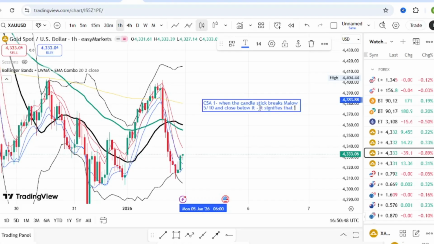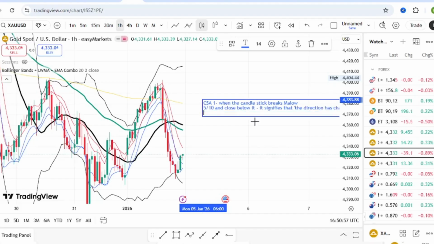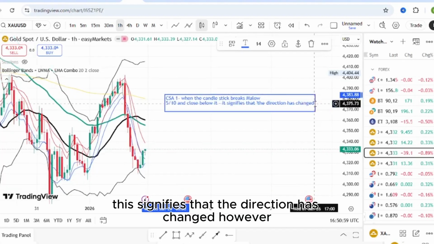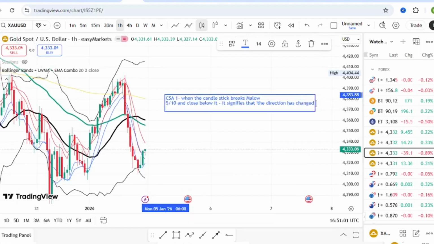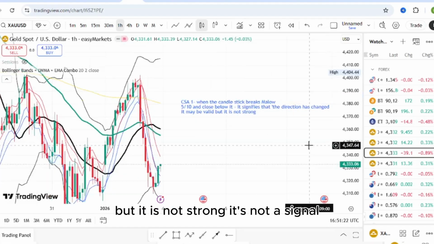It signifies that the direction has changed. However, it may be valid, but it is not strong. It might be a valid indication, but it is not strong. It's not a signal. It's only telling you that there is a change in direction.